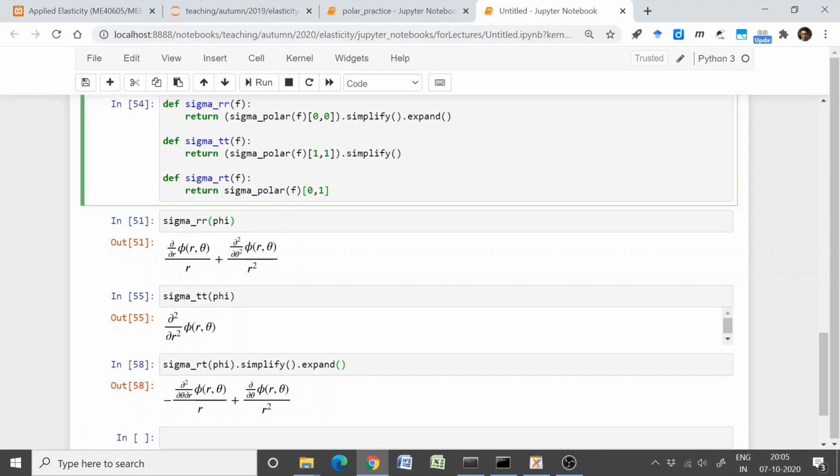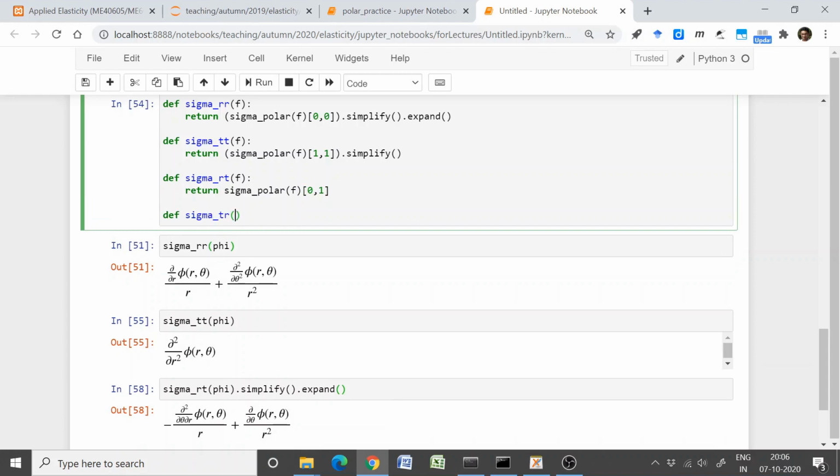However, we expect that the sigma polar matrix, just like the sigma rectangular matrix, would be symmetric. So the theta r coordinate, that is the element sitting in the second row, first column, should be the same. So let's check that.